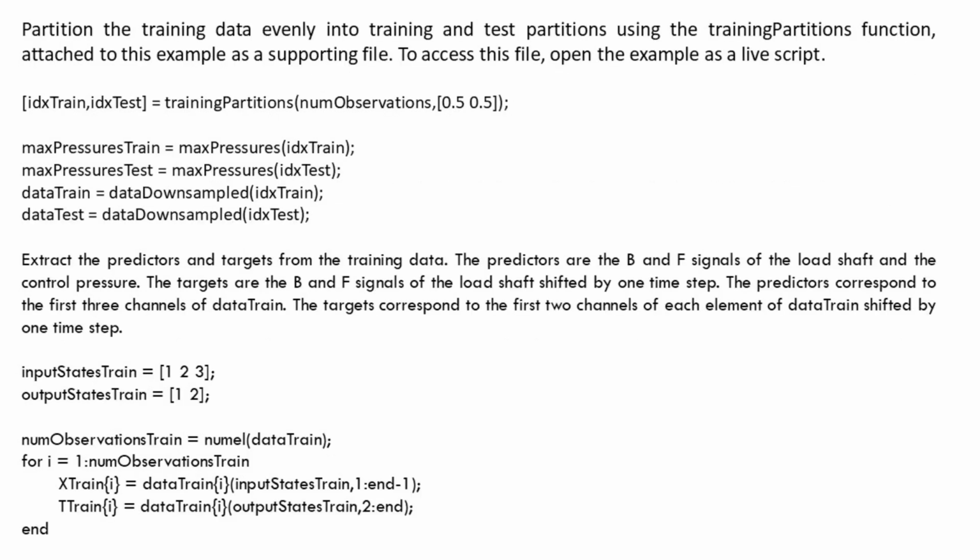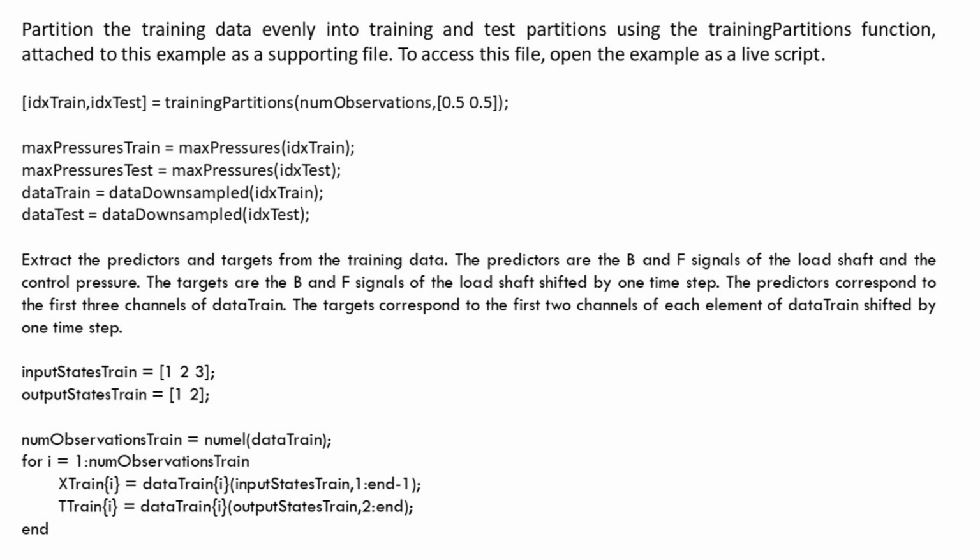Partition the training data evenly into training and test partitions using the training partitions function attached to this example as a supporting file, and the script is shown here. Extract the predictors and targets from the training data. The predictors are the B and F signals of the load shaft and the control pressure. The targets are the B and F signals of the load shaft shifted by one time step.